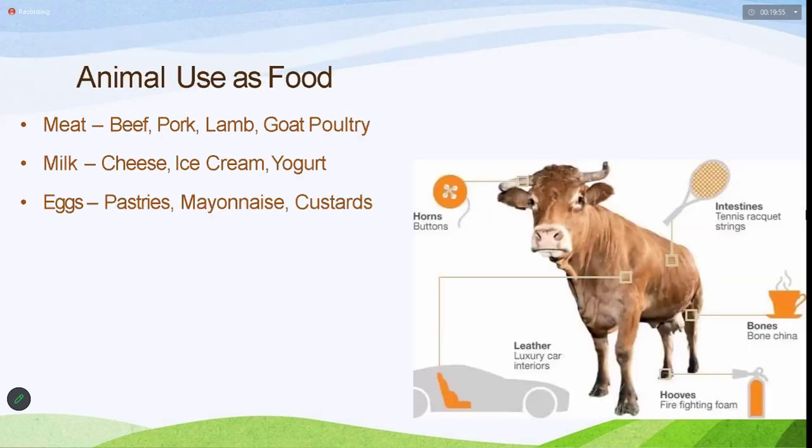Okay, so you can see here different uses as food. With the meat we use beef, pork, lamb, goat-like animals. For the milk purpose, we also take cattle, then goat. Under milk we can have different types of products, not only the raw milk but also cheese, ice cream, yogurt, curd-like things. Then eggs, we discussed eggs last week, so we can have different types of products with the eggs: mayonnaise, custard, pastries, cake-like baked products.